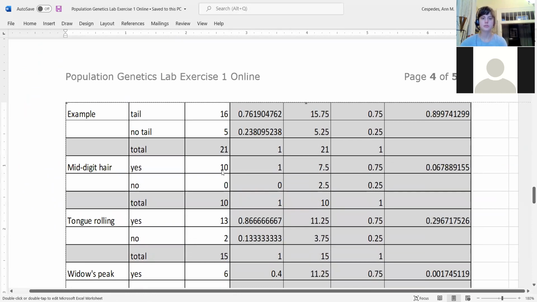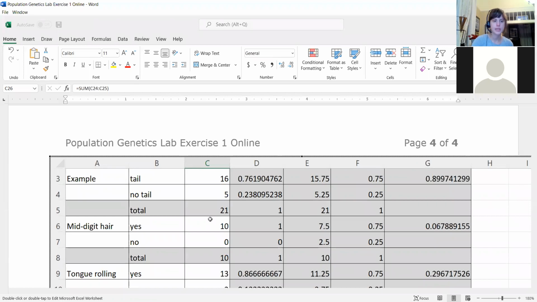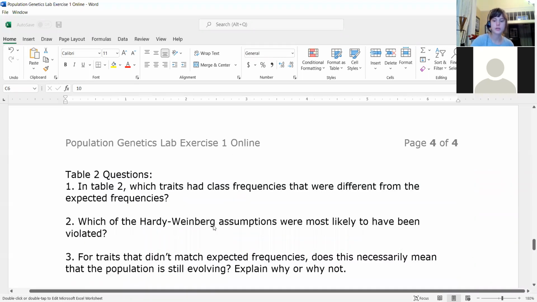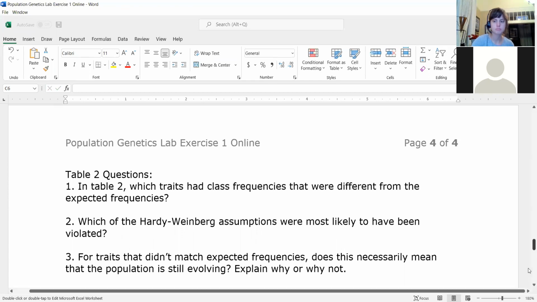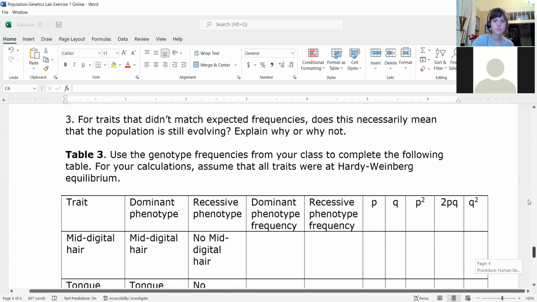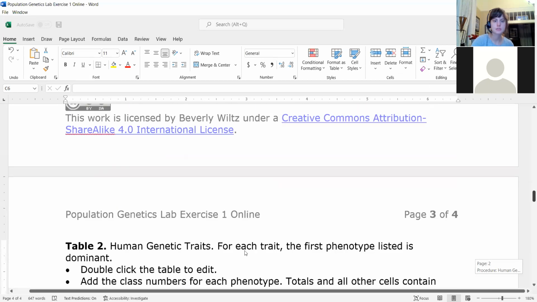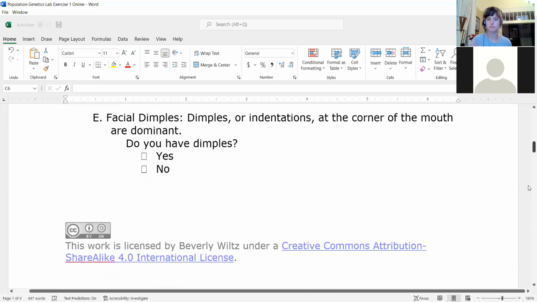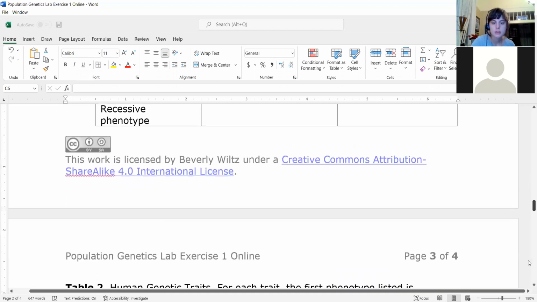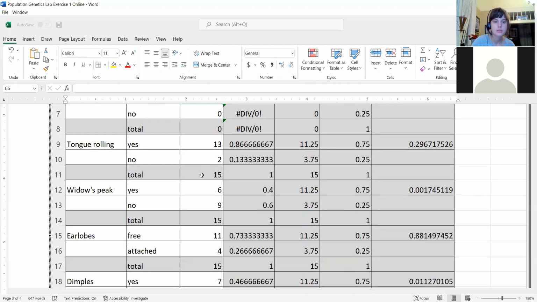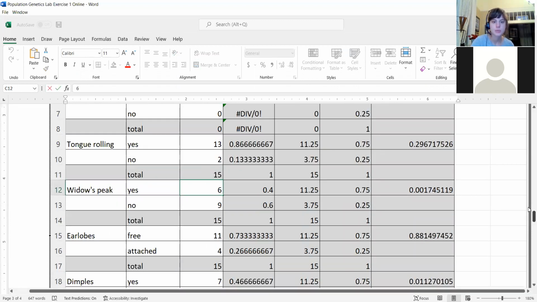This has some old class data, but what you're going to start with is just a blank sheet. It has this example already done for you. Oh, hey. When you click on this, oh geez, the computer is not liking this. Okay, there we go. Let me just go up to that example one.